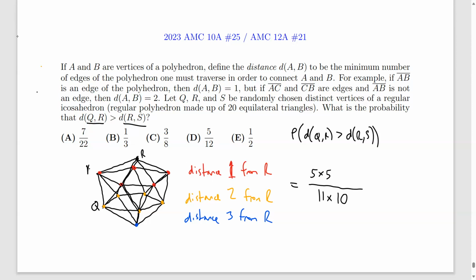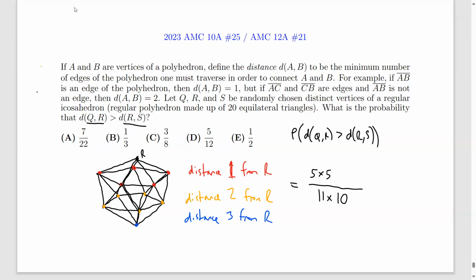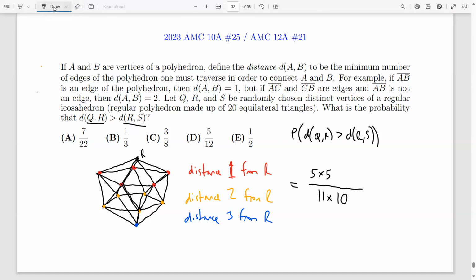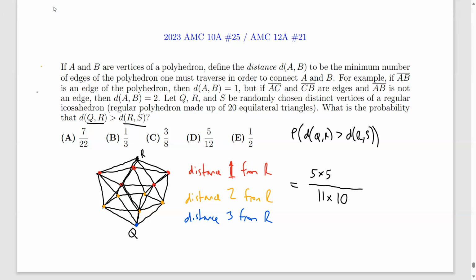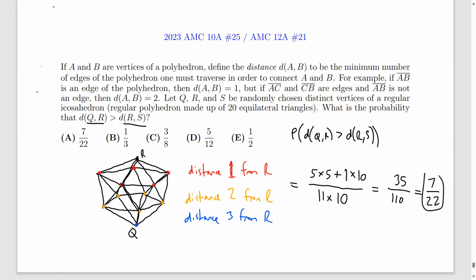Lastly, Q can also be the blue vertex that is distance 3 from R. Q can be this vertex right here, in which case any vertex can be chosen as S, since any vertex will be closer to R than Q. So if Q is this blue vertex at the bottom, then there are 10 ways to choose S. And now we can just compute the probability as 35 over 110, and this simplifies to 7 over 22. So the answer is A.